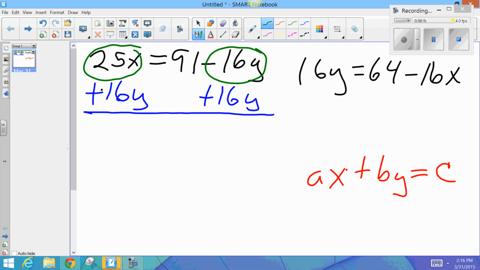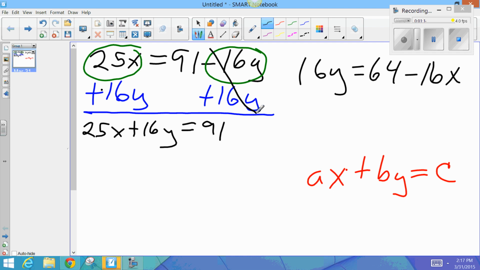On the left, 25x and 16y are not like terms, so all I can do is write 25x plus 16y. And on the right, you bring down your 91, and the 16y's cancel.